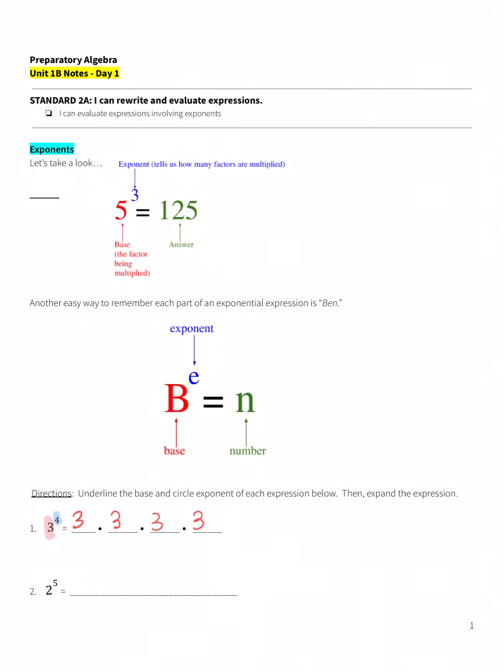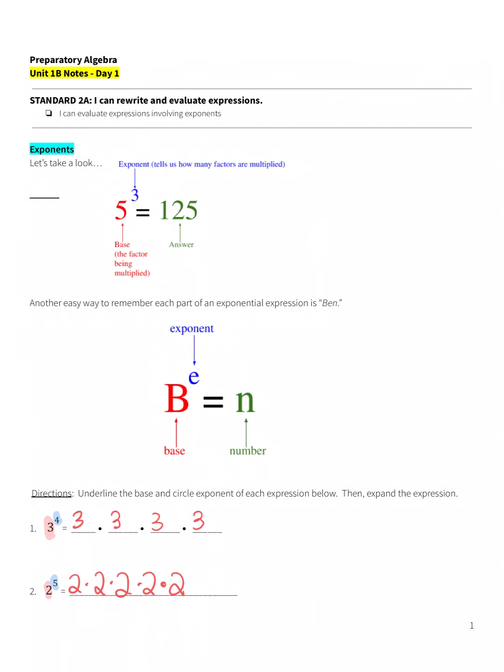Okay, let's look at this next example. Here we have 2 to the 5th power. Our base is 2, so we know that's the number that's being multiplied, and our exponent is 5, which tells us how many times. So here, if we were going to evaluate or write this out, 2 to the 5th power means 2 times 2 times 2 times 2 times 2. Our base is 2, and we're multiplying 2 by itself 5 times.